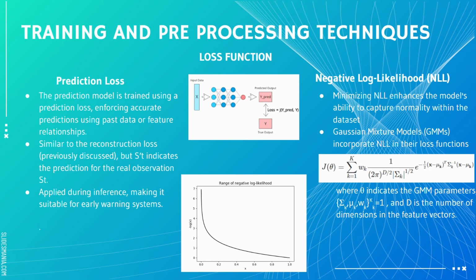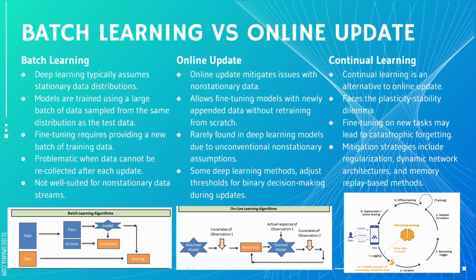And another important one is negative log likelihood, where we minimize the negative log likelihood to capture normality within the data set. And GMMs, which are Gaussian mixture models, incorporate likelihood loss functions. And this is the equation which shows how they are incorporated. Now we'll learn about batch learning and online update, and also an extension known as continual learning.